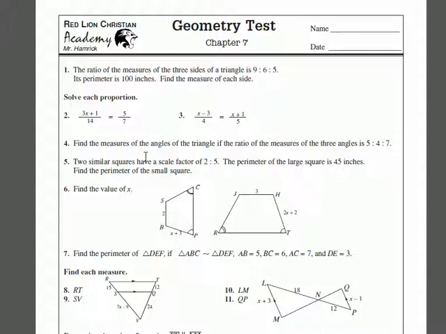Now they don't tell you what they all add up to, but they do say they're the angles of a what? Of a triangle. So you should know what all those angles add up to. Well, they add up to 180. They add up to 180, okay? So that's the key there, is to understand that.